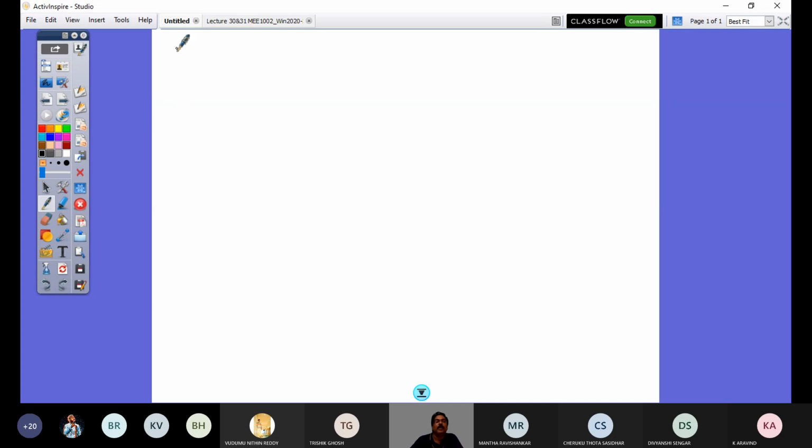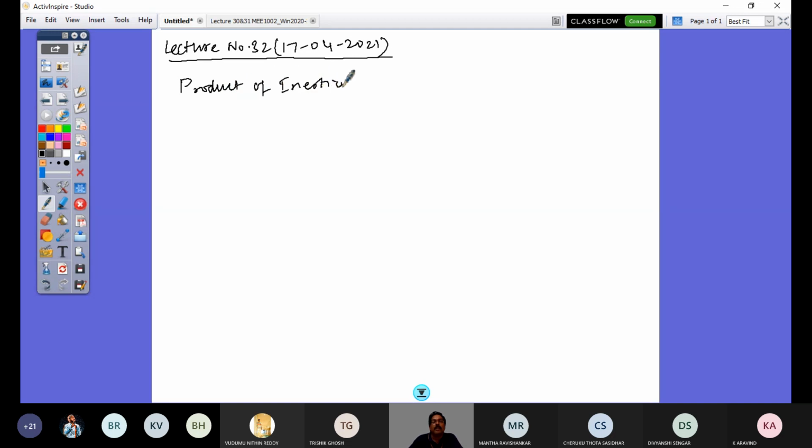This is lecture number 32, and today's date is 17/04/2021. Product of inertia. The term itself says what it is. Mathematically you can define it as IXY equal to the integral of the product of the coordinates, x y dA. This is the definition of product of inertia.